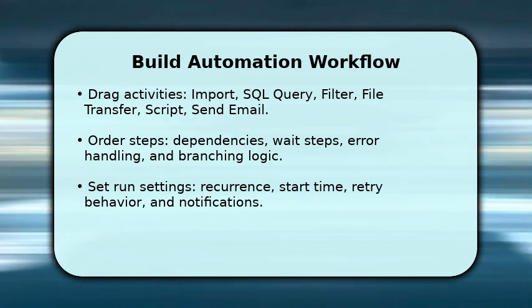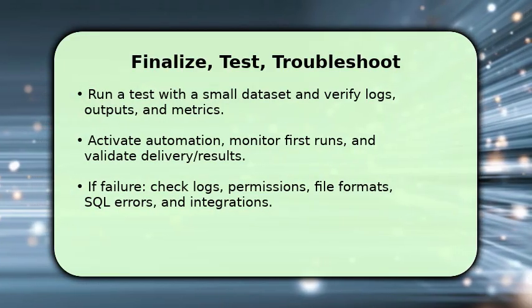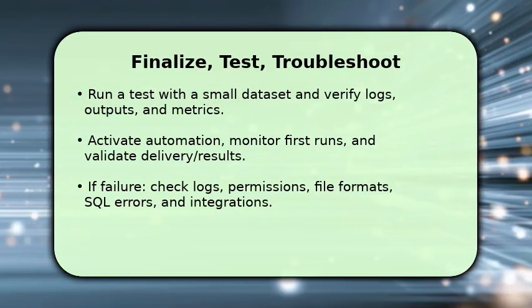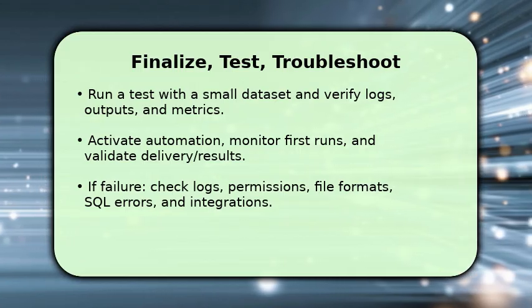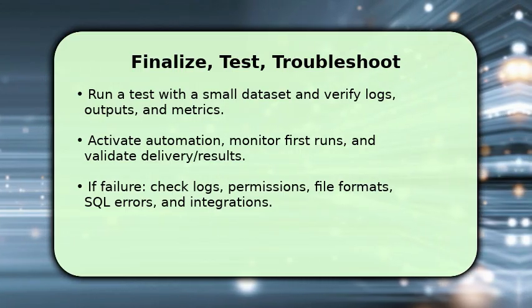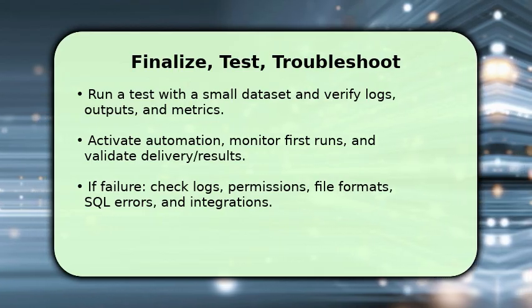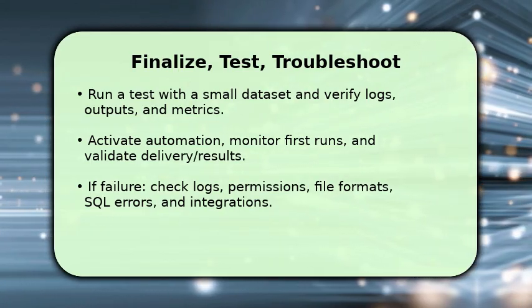You finish by running a dry run using a limited dataset to validate every activity. This confirms results without impacting production. After successful tests, activate the automation and monitor the first scheduled runs in the History tab. Verify row counts, timestamps, and delivery stats.